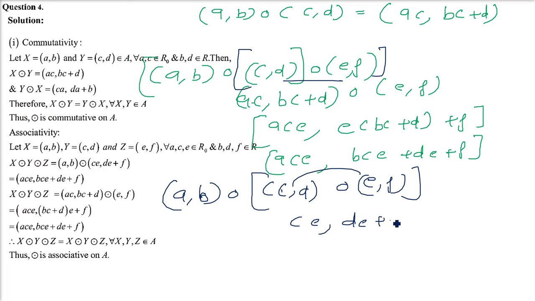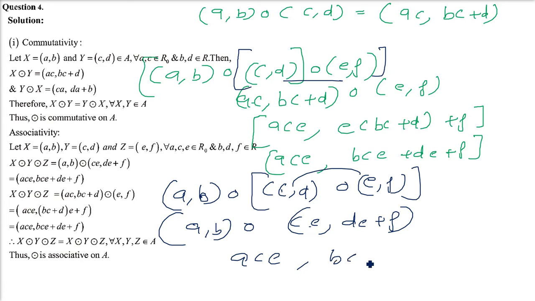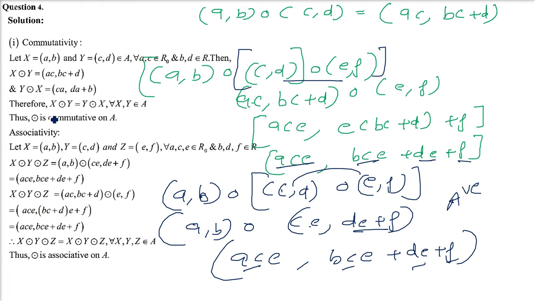(A, B) is also there. So A multiplied by CE, then B multiplied by CE, and then you add DE plus F: BCE plus DE plus F. Now what do you see here? This term is equal to this term, and this is equal to this. So they both are equal. It is not commutative, but it is associative.